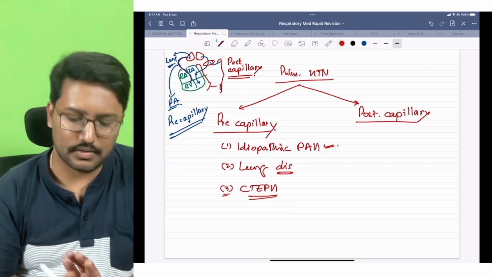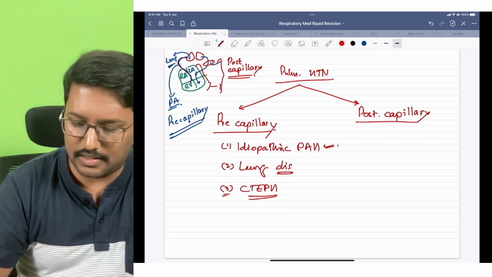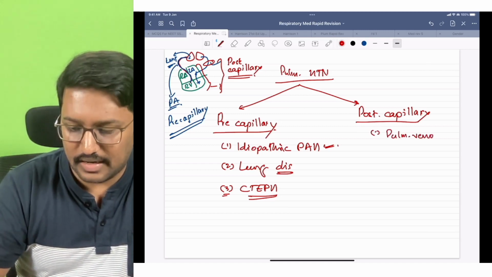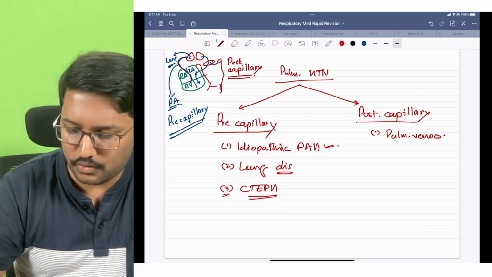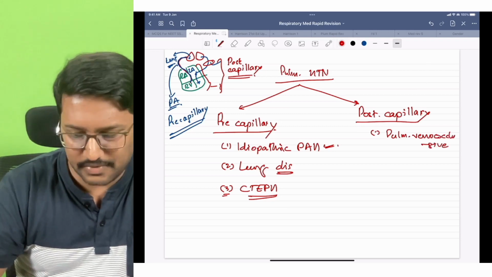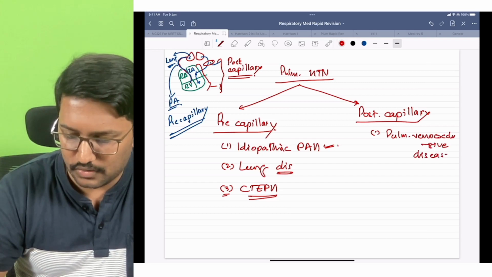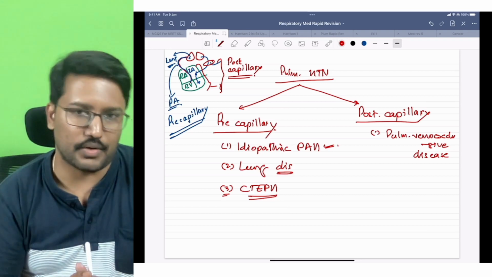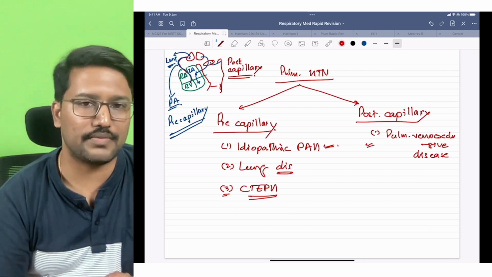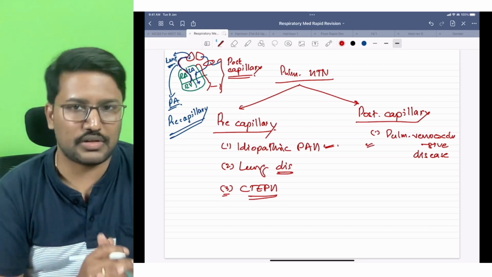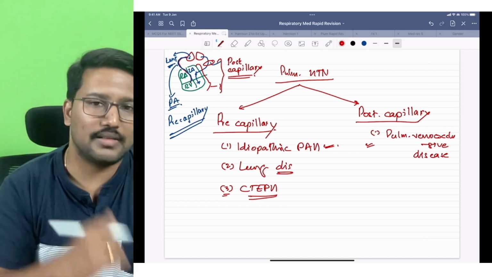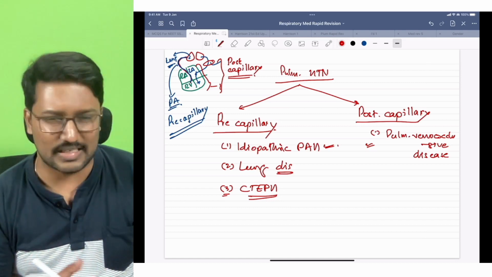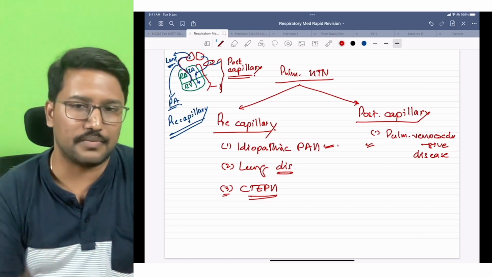Okay, if you have the occlusion of the pulmonary vein, there is a condition called as pulmonary veno-occlusive disease. It's a very rare idiopathic condition. Right now we don't know the cause. For some unknown reason, pulmonary veins become occluded, right? That is called as pulmonary veno-occlusive disease. So obviously that will be post-capillary. Okay, now where do you place the pathology of left heart failure? If there is left ventricular failure or left atrial pressure rising because of valvular lesions, where do you place that?